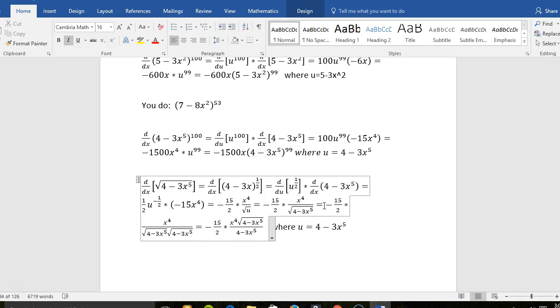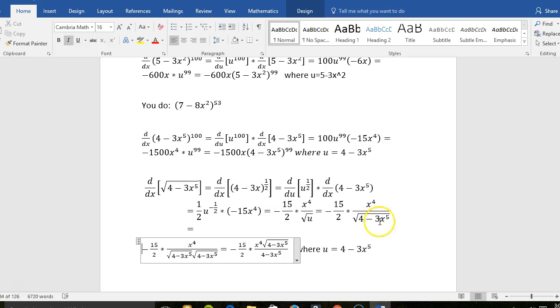It fragmented, it didn't bring my negative 15 halves down. Hold on just a second. Let it bring that down. It's been a little bit difficult to get along with right now. So it'll bring it on down. Just give it a second. So there's that. Okay, there's that.